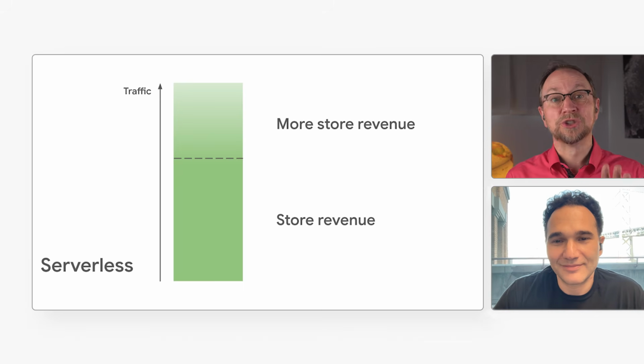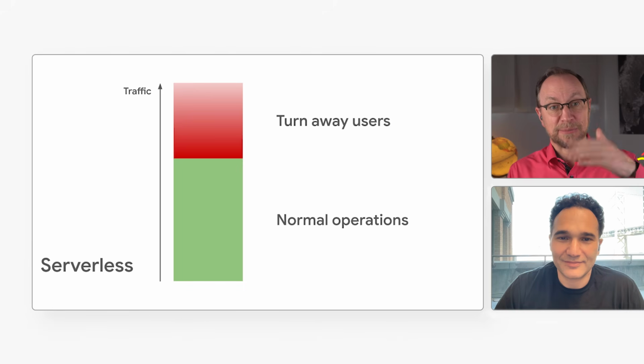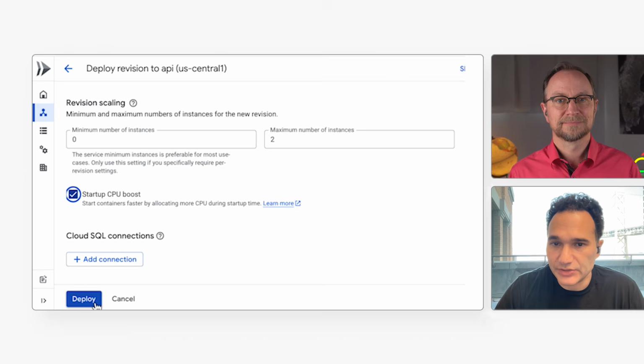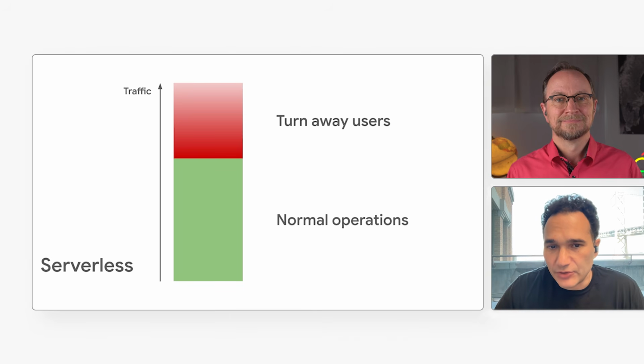But what if I don't want my system to scale up and pay for that scaling? Well, that's easy. You can set max instances to a number like 2. That means that Cloud Run will prevent your service from scaling up beyond 2 instances. If you get more traffic than those 2 instances can handle, users will be turned away. That sounds useful. Is there some way of allowing surges in traffic from real users, but not from attackers?